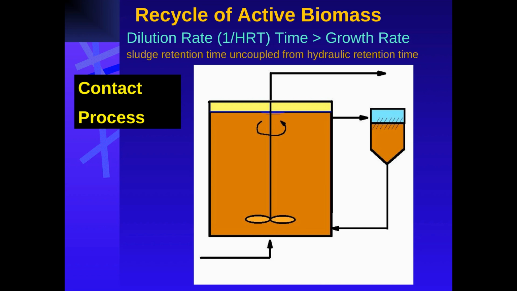The expanded granular sludge bed, or EGSB reactor, is a modification of the UASB design that operates at a much higher upflow velocity. This causes the granular sludge bed to expand, creating a fluidized bed that provides excellent mixing and mass transfer. EGSB reactors are capable of achieving very high treatment efficiencies at high loading rates.